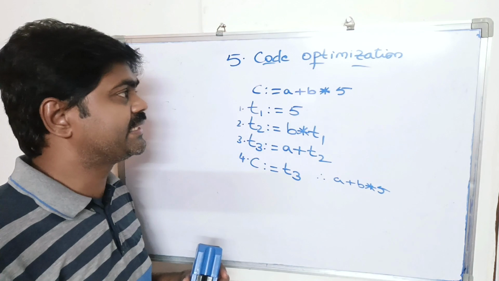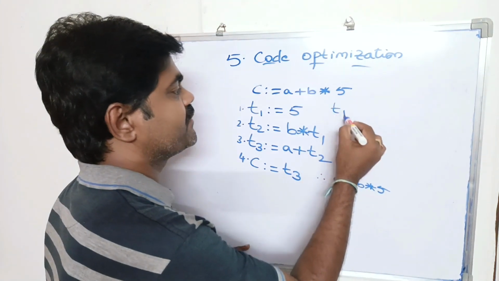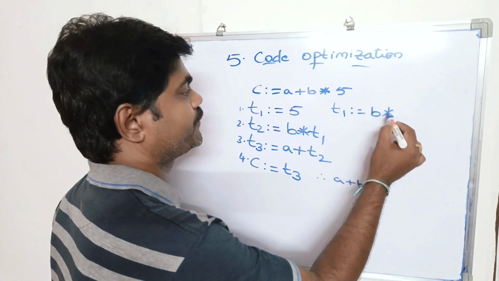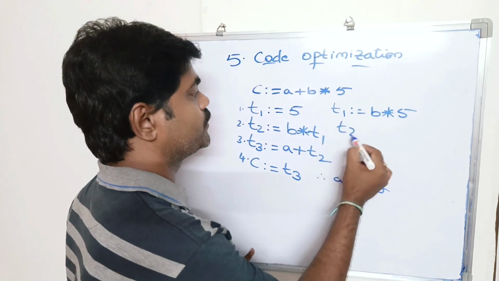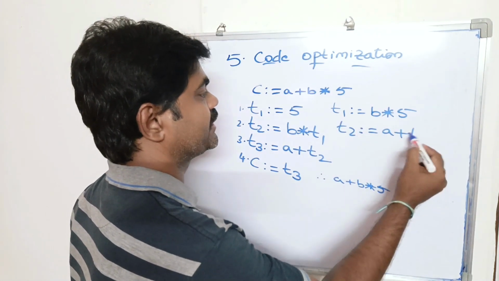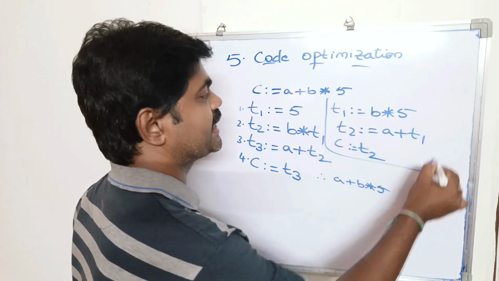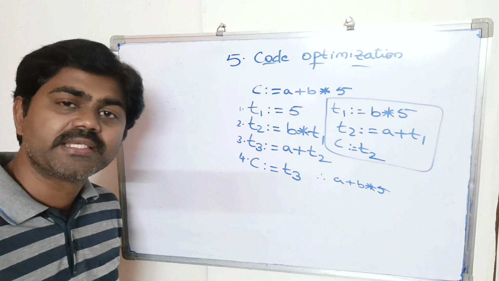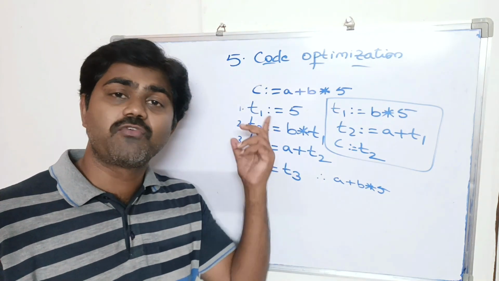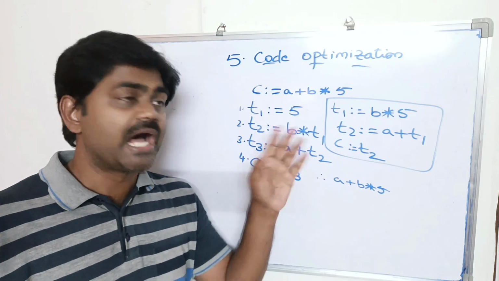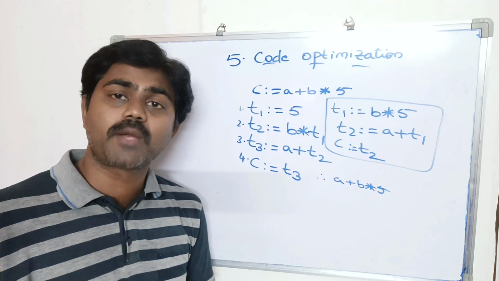So here I have taken T1 equal to 5. So what I will take here, T1 equal to B into 5. Okay. So T2 equal to A plus T1. C equal to T2. Now here I confine to 3 lines of code, 3 statements. Whereas before optimizing I have 4 lines of code, 4 statements. After optimizing I have only 3 lines of code. So this is nothing but code optimization.